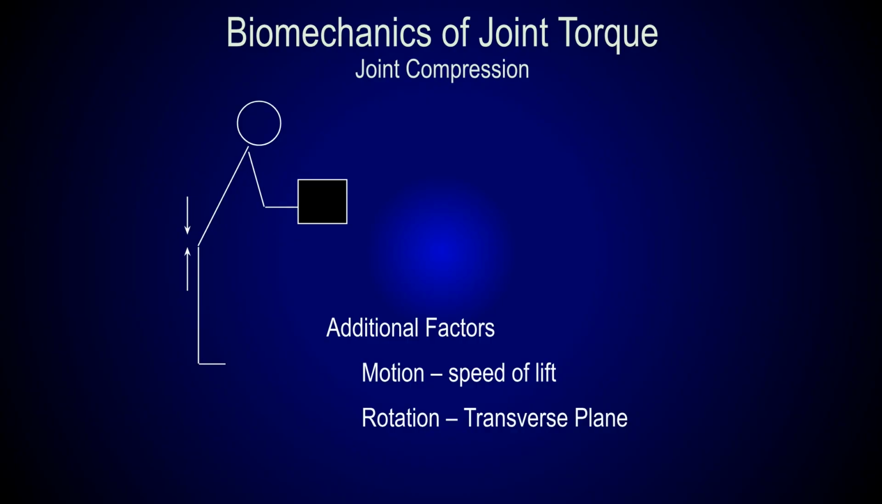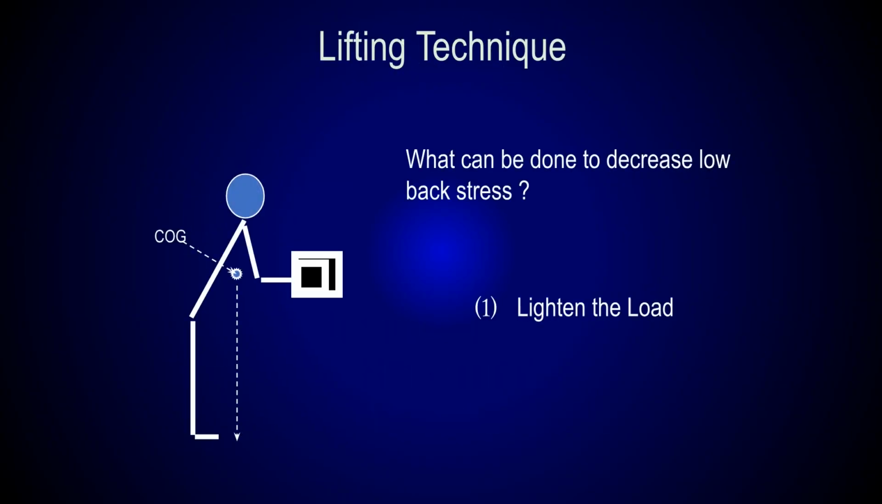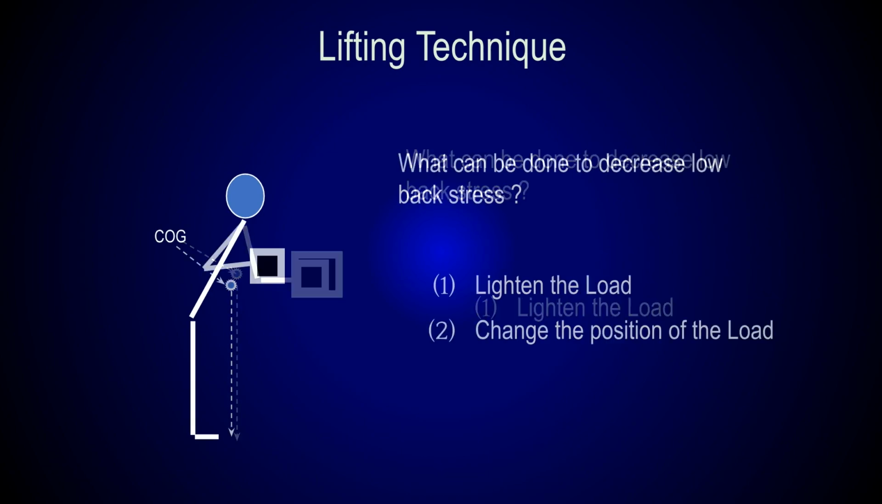In addition to torque and force, joint compression is influenced by the speed of the lift and any rotation occurring in the transverse plane, which can increase stress. To decrease low back stress during lifting, one possible action is to reduce the weight of the load being lifted. Another way to decrease low back stress is to change the position of the load, bringing it closer to the body to reduce the external moment arm.